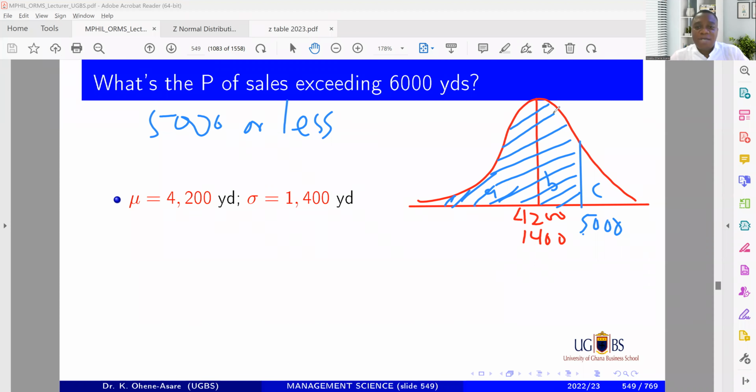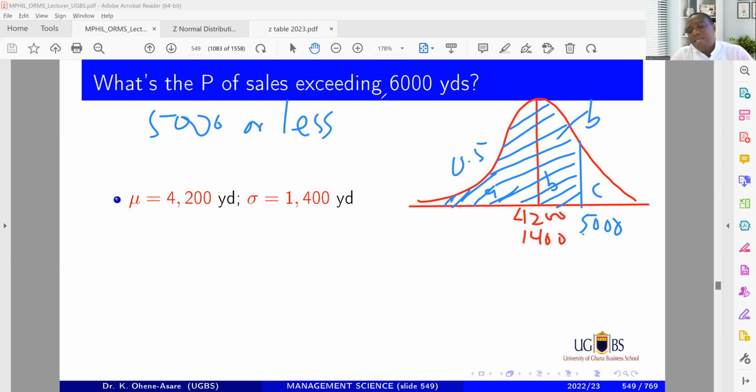Yes, Judith, unmute yourself and tell me. The area between 5,000 and 4,200, we may have to get that area and then add it to 0.5. That's it. So we know that A is already 0.5. So all we got to do is find the B area, add it to the 0.5, and that's it. So now we just have to find that area of B.